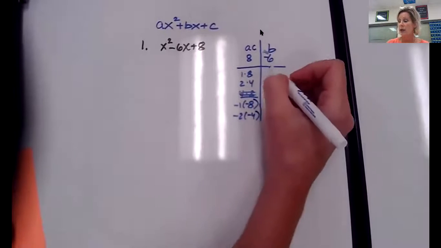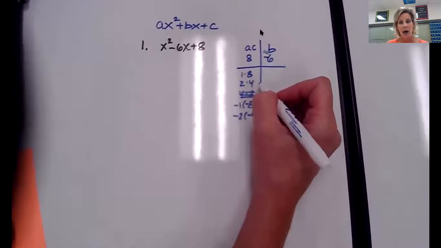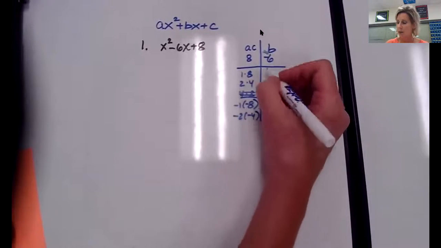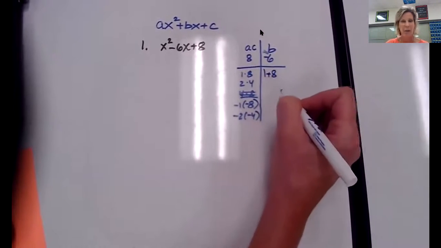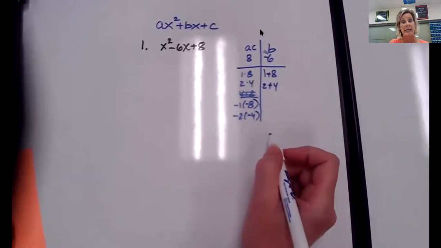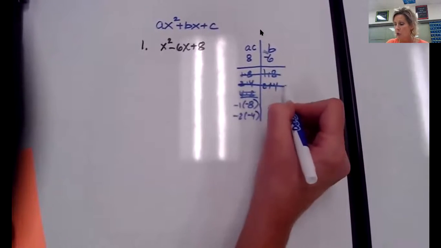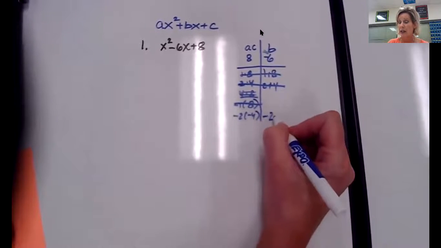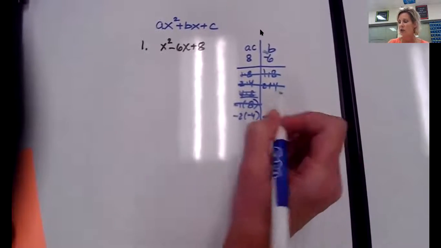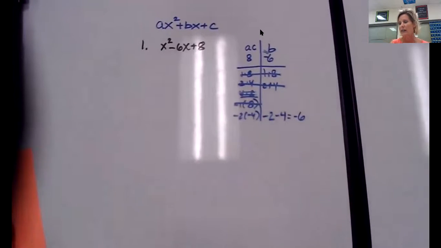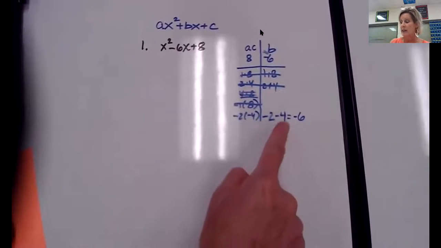So then I'll look at which ones of these add up to a negative 6. Positive plus a positive, like 1 plus 8, adds up to positive 9. 2 plus 4 adds up to positive 6. So I don't want the positives, but 2 plus 4 gives you 6. So it's just a matter of changing your signs, and negative 2 plus negative 4 gives me negative 6. So this is the combination of numbers I'm going to use.